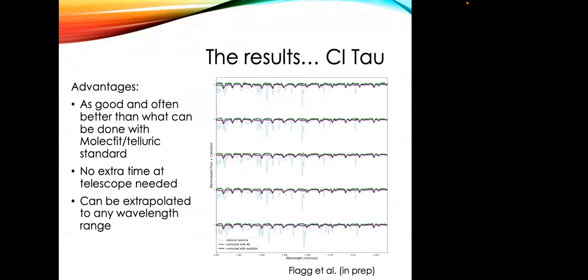This is an example of CI Tau. I use this because, as I showed earlier, we had done the atmosphere for CI Tau b. So I've done these telluric corrections painstakingly, and I know they're as good as can be done with an A0. And our correction was Wobble, which I'm calling Wobblier because it's Wobble in the IR. In purple, it's actually better than what we can do with an A0, with the added benefit that we don't have to take up extra telescope time.